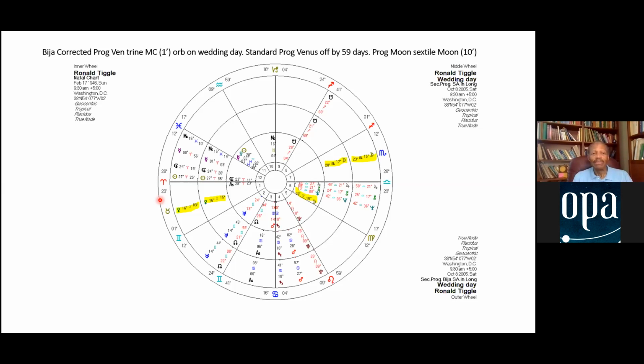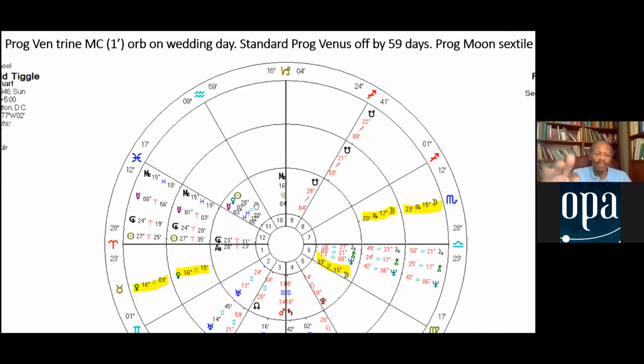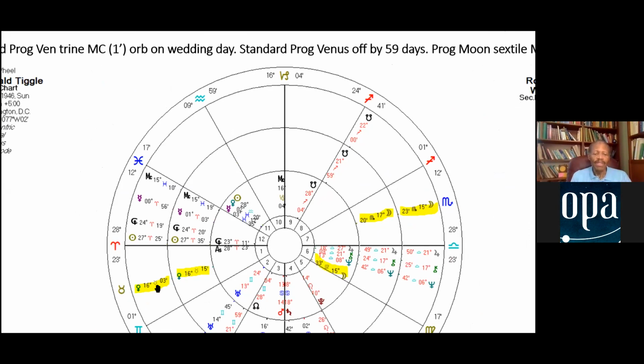On my wedding day, the progress Venus, using the Bija corrected method, was trine my midheaven within 1 minute of orb. Using the standard method, the progress Venus was off by 59 days. Also, the progress moon was sextile my natal moon by 1 minute. Let me blow this chart up a little bit. So we see that the Bija corrected progress Venus is within 1 minute of trine the natal midheaven. Whereas in the standard method, the progress Venus is off by 11 degrees or 59 days.